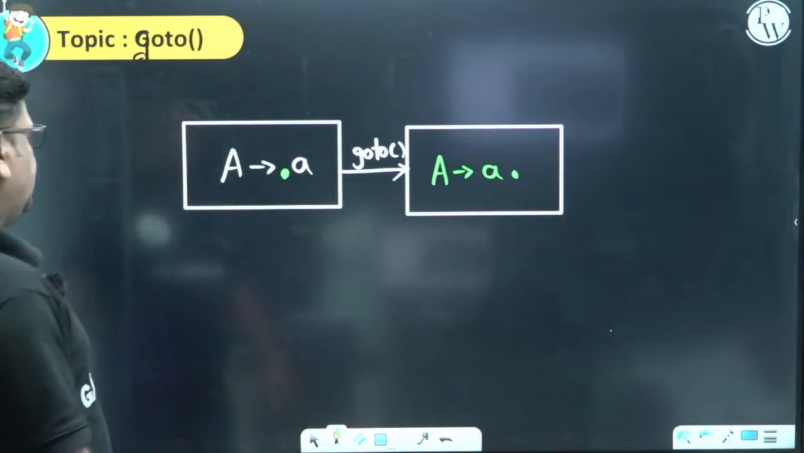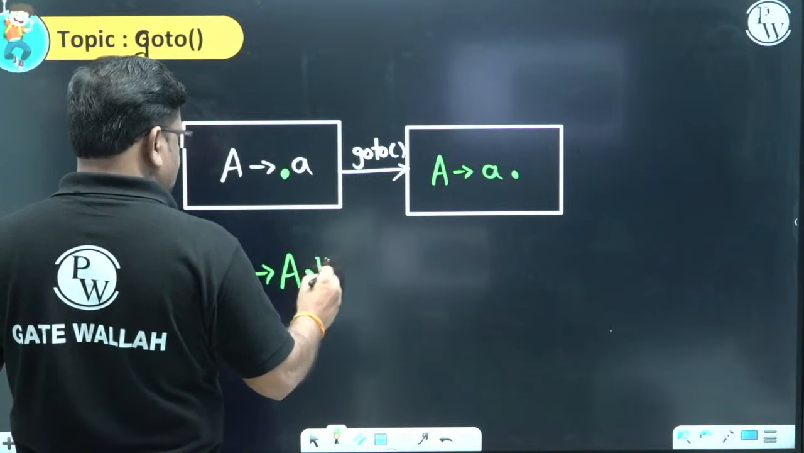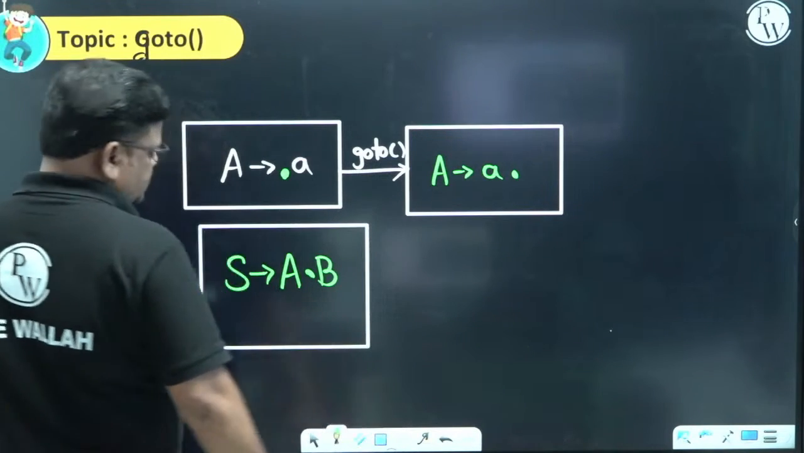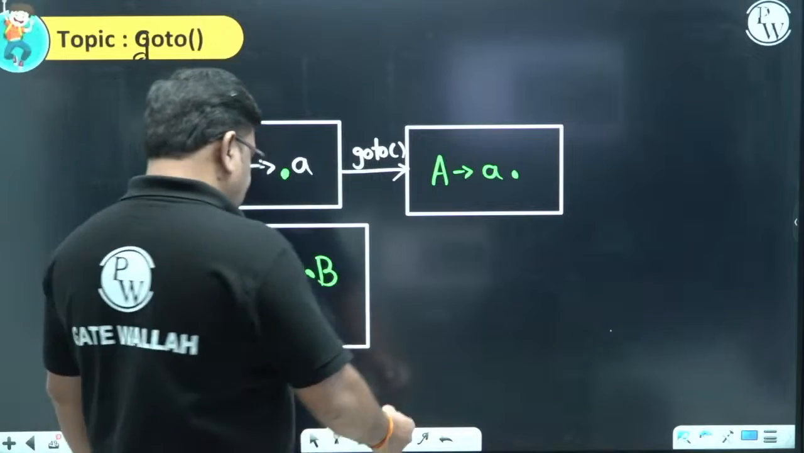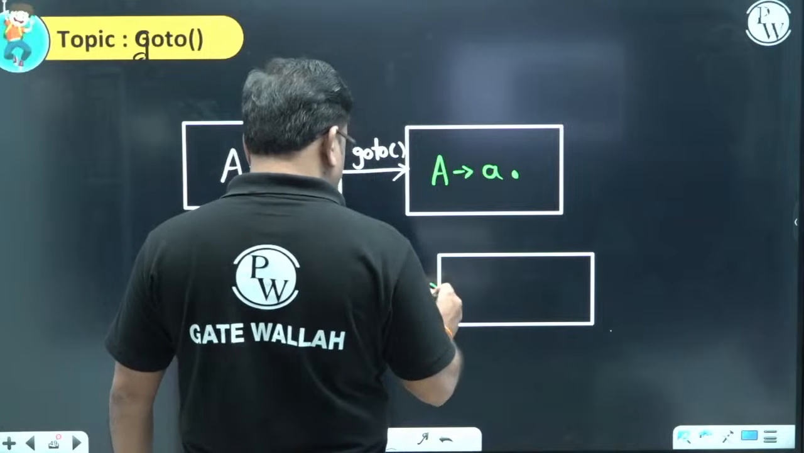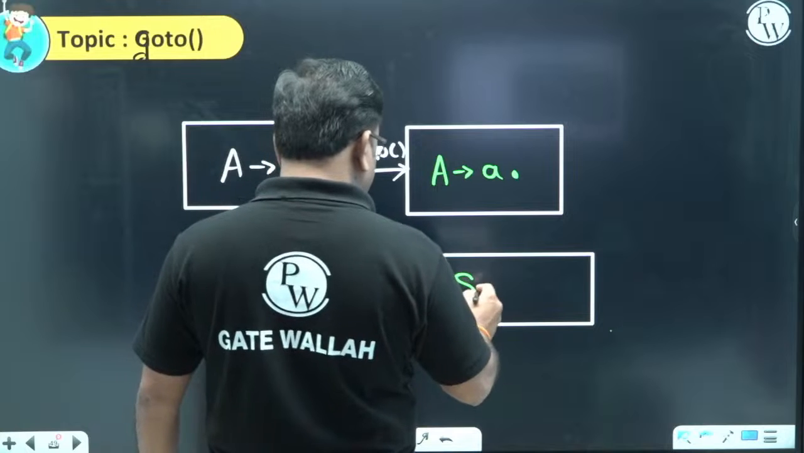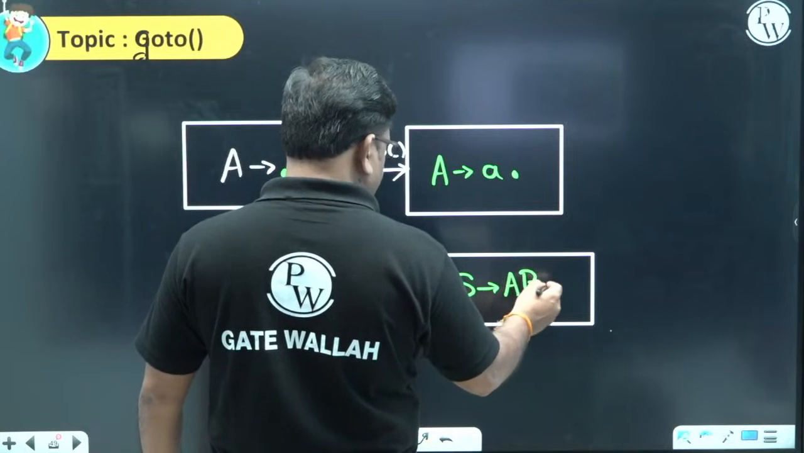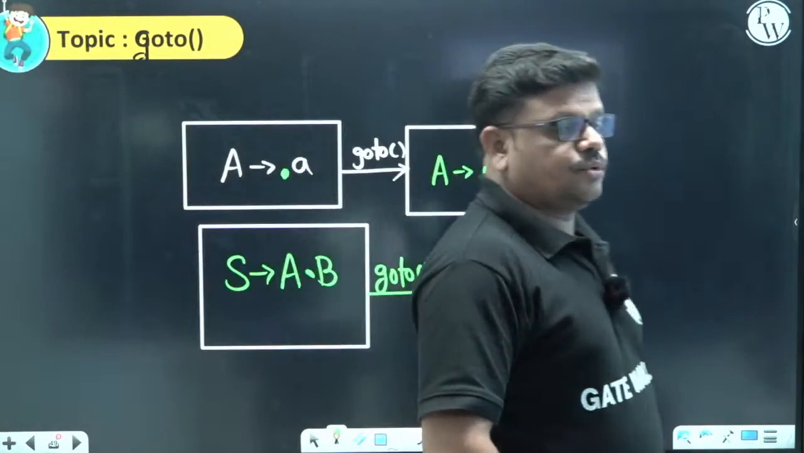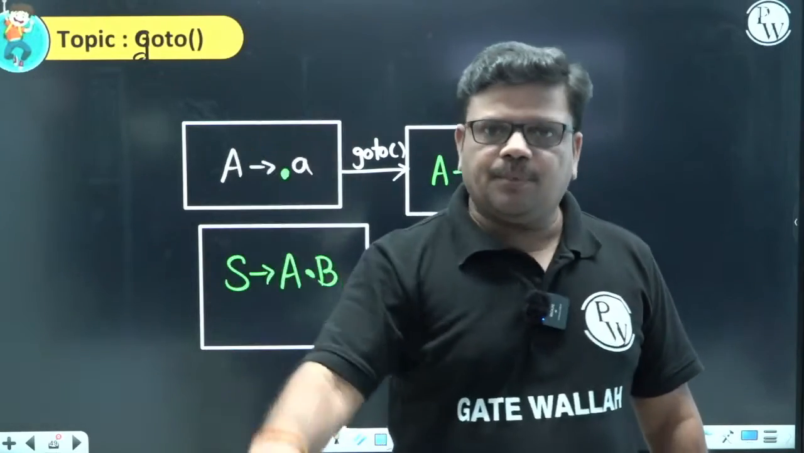So assume I have some LR0 item like this. If we apply goto on this, the dot moves one position towards the right side. This is the concept of goto. So closure is adding productions.